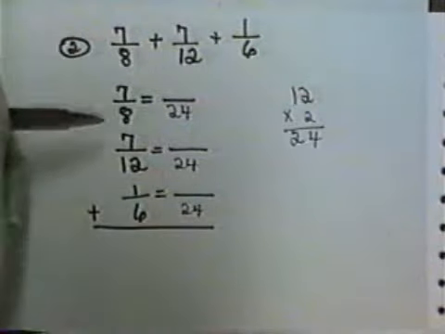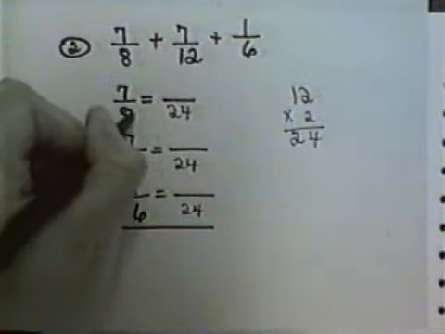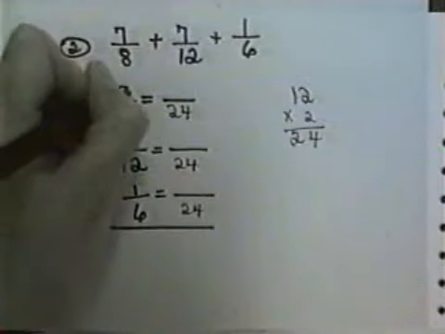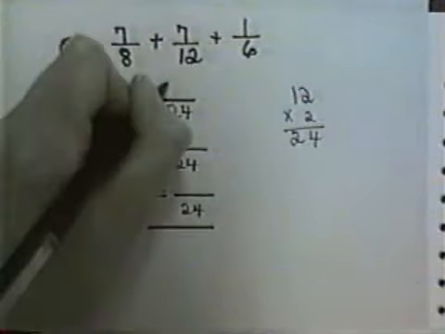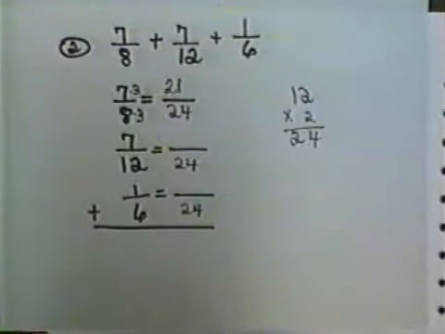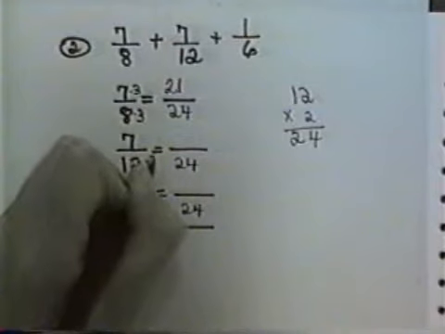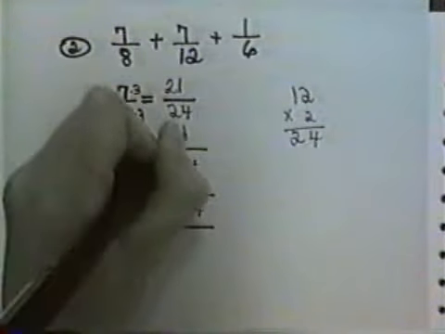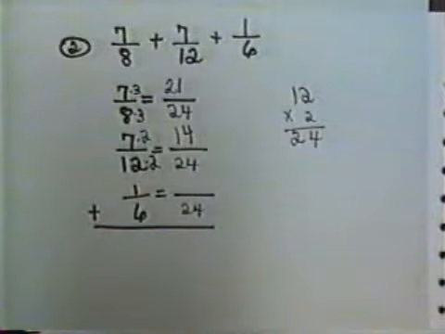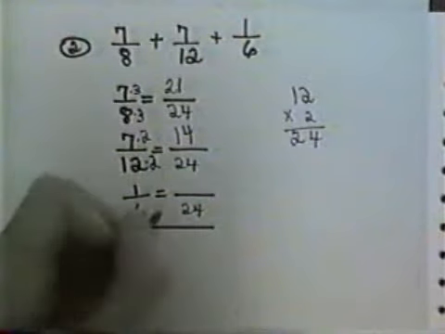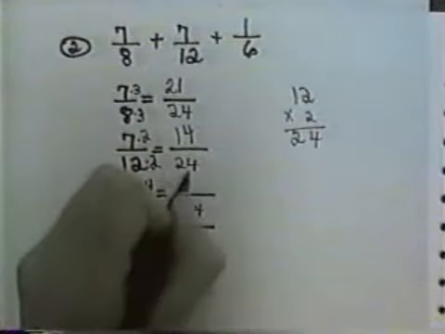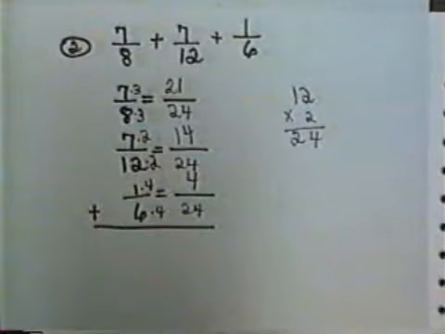So this time we'll start at the top. We'd have to multiply 8 by 3 to get 24, and also 7 by 3. So that would give us 21 24ths. Then we'd have to multiply 12 by 2 and 7 by 2, so we get 14 24ths. And finally, we'd have to multiply 6 by 4 and 1 by 4 to give us 4 24ths.